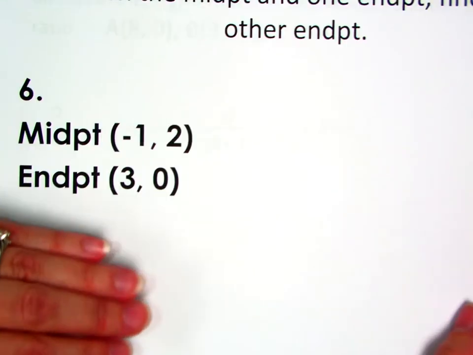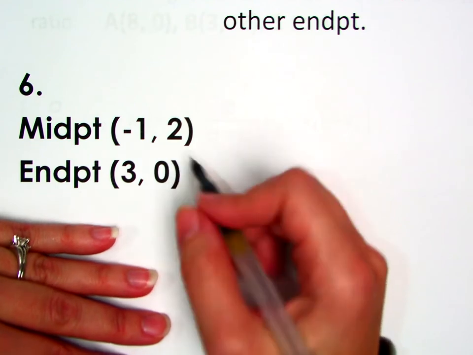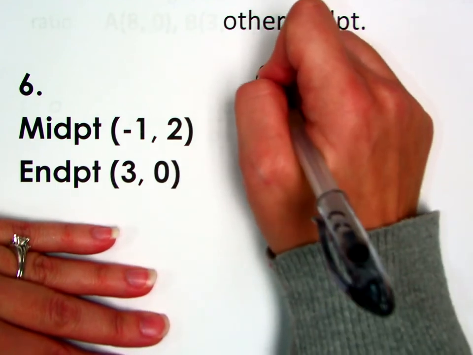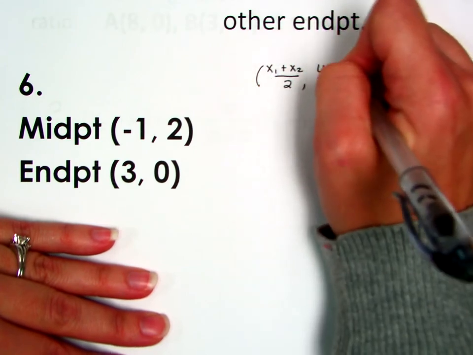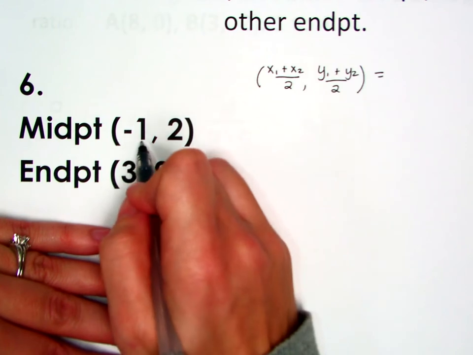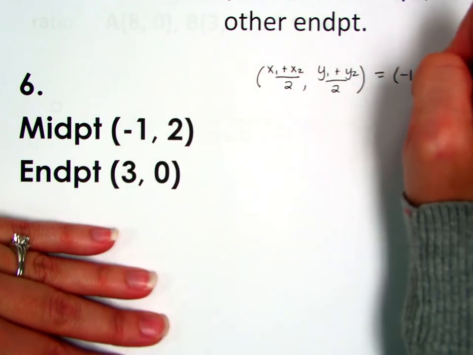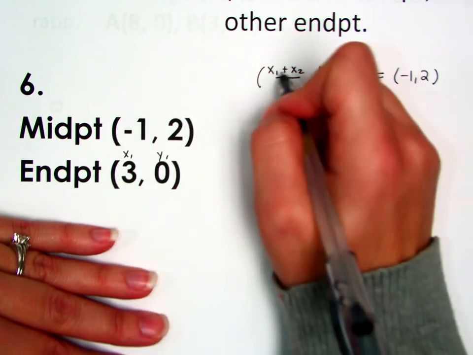Then you were also given a midpoint and an endpoint, and you were asked to find another endpoint. You've got to go back to your midpoint formula, which takes (x1 plus x2) divided by 2, and (y1 plus y2) divided by 2. And that should equal your midpoint here, your (-1, 2). So you can treat this as if it's x1 and y1 and plug it in.